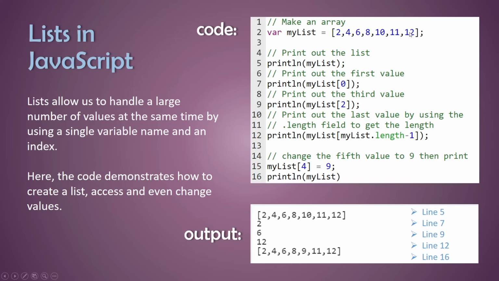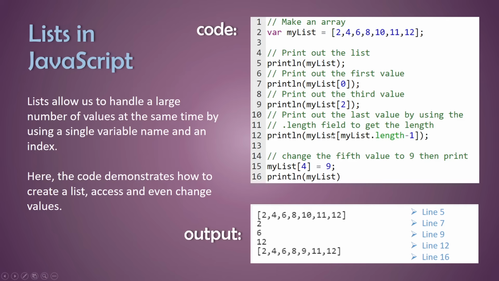So we made a list here, a bunch of values, and here's where we print it out. We print ln mylist, and that'll just print it out there. We can refer to the first value, print out the first value, so we were printing out this one here, so we get 2. Print out the third value, which would be the index 2. So remember 0, 1, 2 index. So that would print out 6.